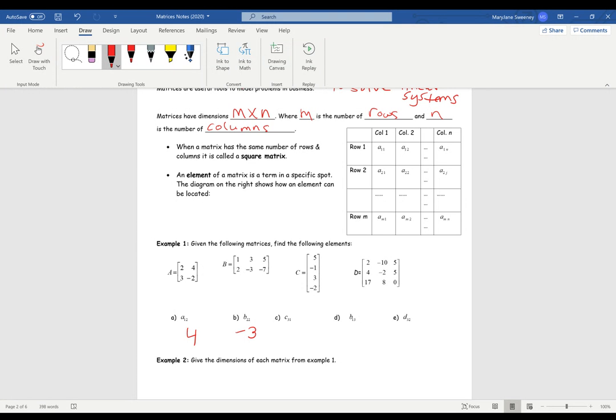C31 means matrix C, row 3, column 1. There's only one column, so that's 3. And B13 is, going back to matrix B, row 1, column 3, which is 5. And then D32, matrix D, row 3, column 2, which is 8.